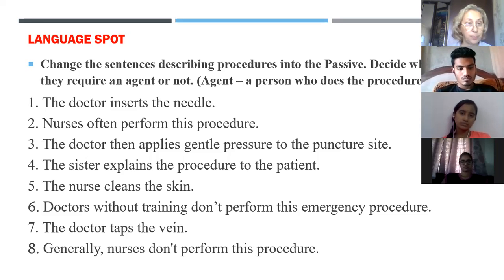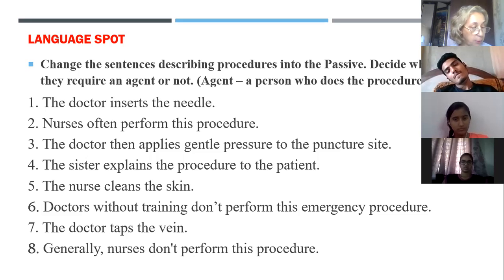Well, now, Pradeep, sentence number 3 is for you. The doctor then applies gentle pressure to the puncture site. Let us start with the gentle pressure. Gentle pressure at the beginning of the sentence. The gentle pressure to the puncture site is applied by the doctor. Do we need an agent here? No, we don't need. Gentle pressure is applied to the puncture site. It can be okay without mentioning the doctor.